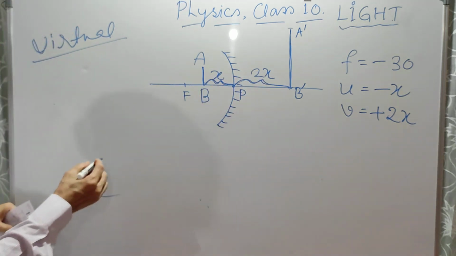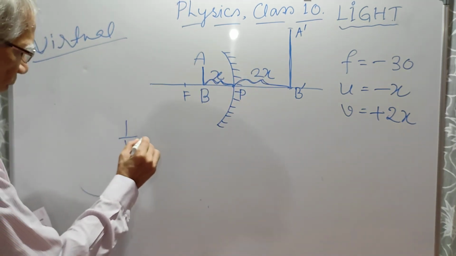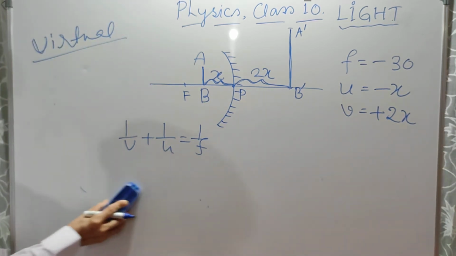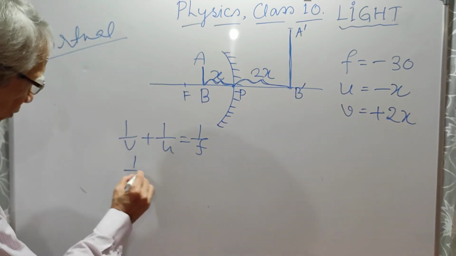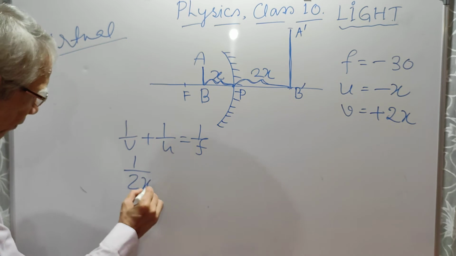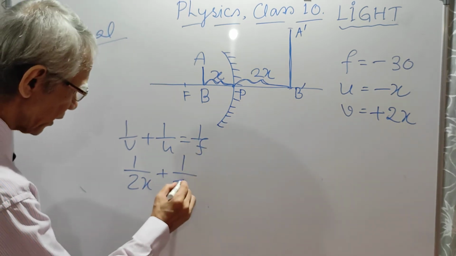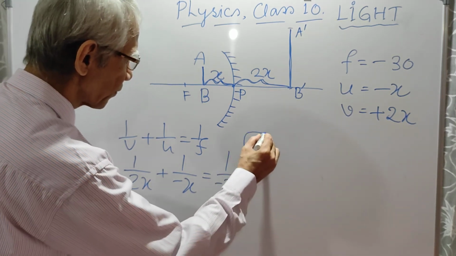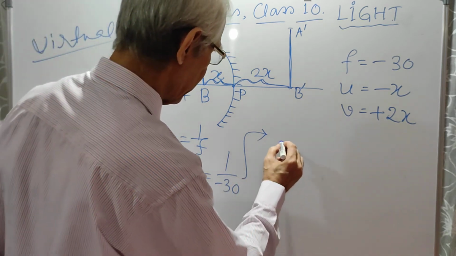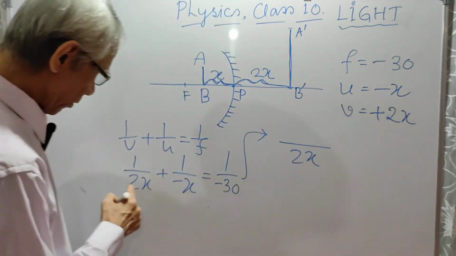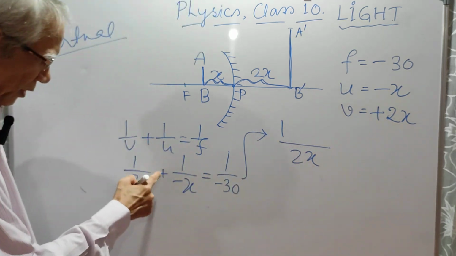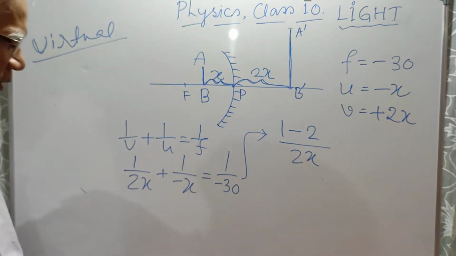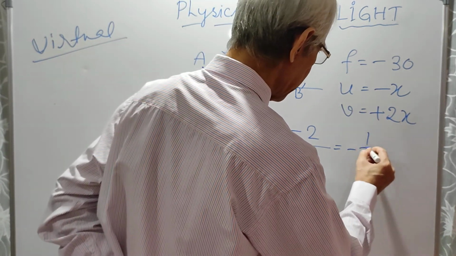Now let us use the mirror formula. 1 by v plus 1 by u equal to 1 by f. So what we get? 1 by v. What is v? 2x. Plus 1 by u. What is u? Minus x. Equal to 1 by f. What is f? Minus 30. Is it clear? Okay, now here LCM will be twice x, so 1. Now here plus into minus is minus, so minus 2. Just simplify. That simplification you should know. Equal to minus 1 by 30.